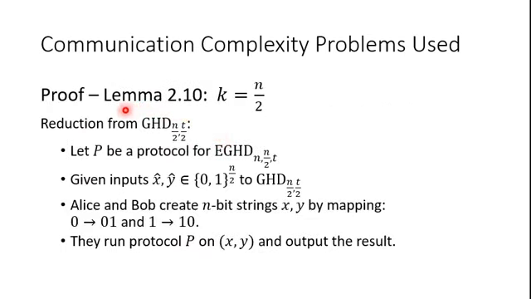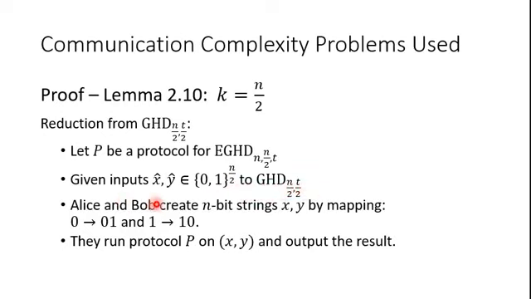So now we will prove Lemma 2.10, again for the case k equals n divided by 2, and we'll actually do a reduction from the gap Hamming distance with n divided by 2 and t divided by 2 instead of n and t, which we saw in the definition. So we'll define P to be a protocol for the extended gap Hamming distance with n, t, and instead of k we have n divided by 2. So given the inputs x hat and y hat, which are binary vectors of length n divided by 2. These are the inputs to GHD n divided by 2, t divided by 2.